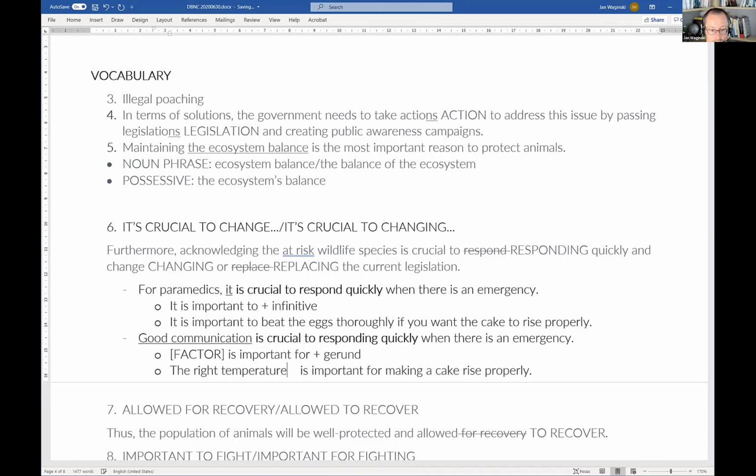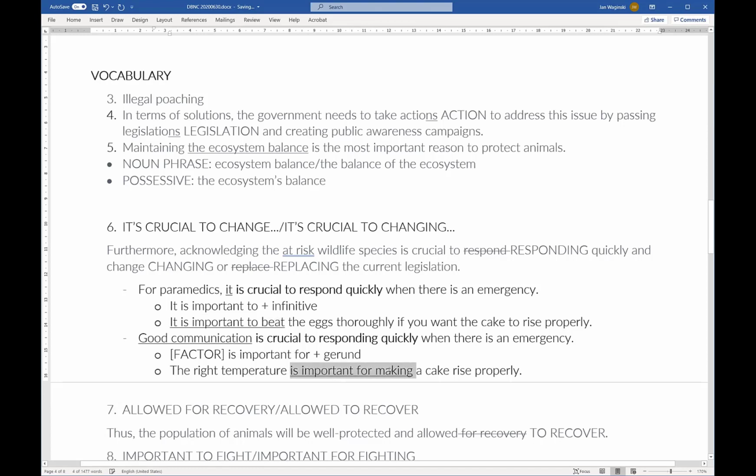The right temperature is crucial or important for baking. The right temperature is important for baking. Yes, the right temperature is important for making a cake rise properly. But again, we've got this dummy structure. It is important to... and if you want to use the oven temperature, it is important to set the right temperature if you want the cake to rise properly.